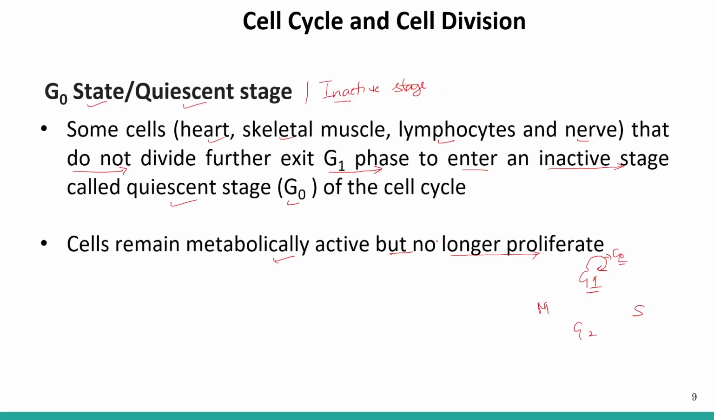But what happens? Depending on the conditions, the cells can re-enter the G1 phase. Okay. So depending on the requirement of the organism, what can happen? The G0 cells can re-enter the G1 phase. Okay, and then they will start dividing and complete the cell cycle.